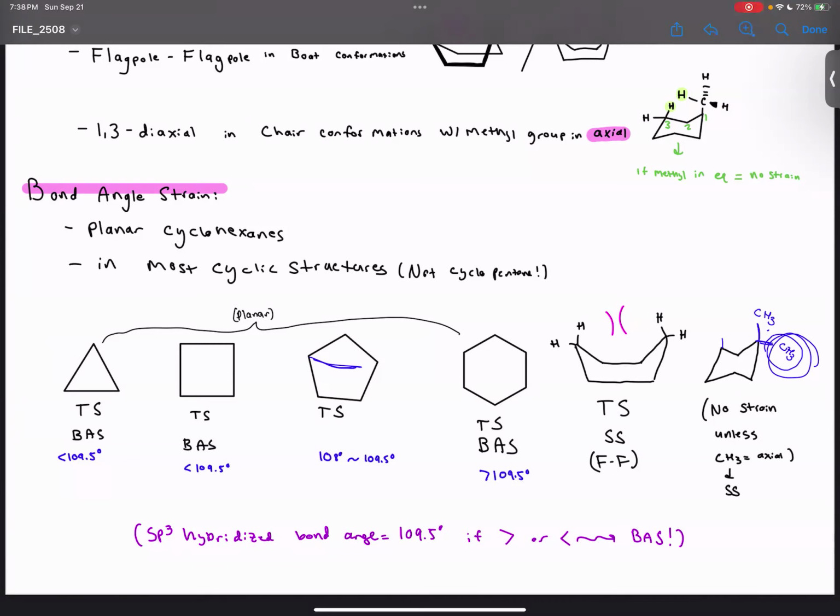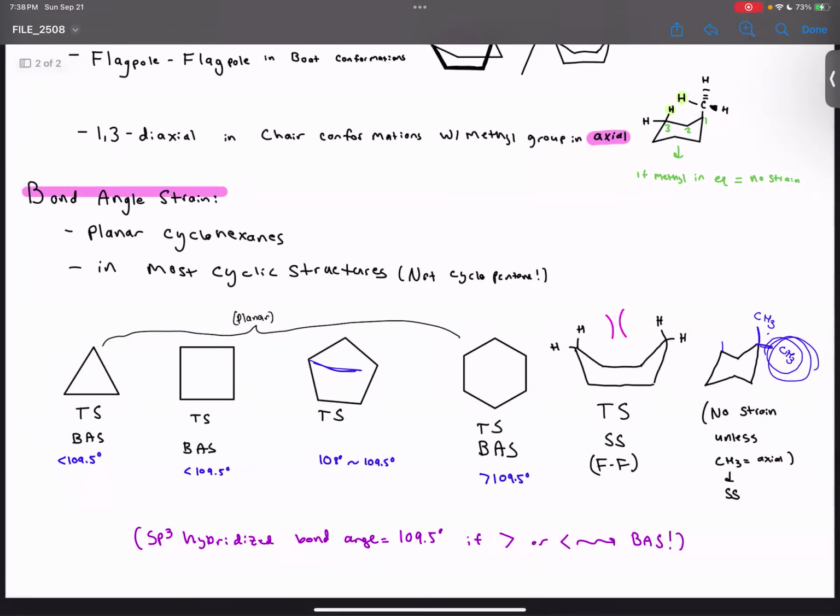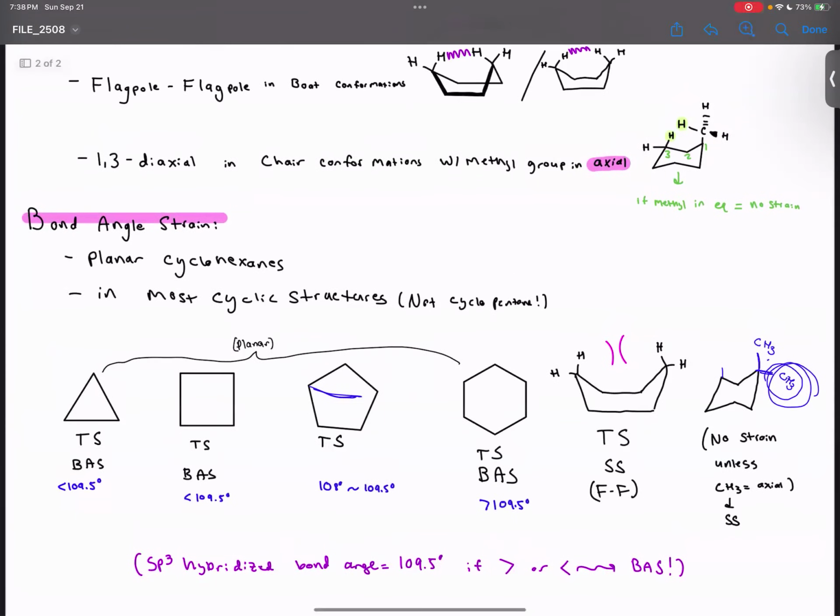And so in the boat conformation, there's torsional strain and steric strain, which is the flagpole strain. And then when we flip to that chair position, there is no strain unless there is the methyl group in the axial position. So yeah, I hope that helps everyone. I can send it out again.